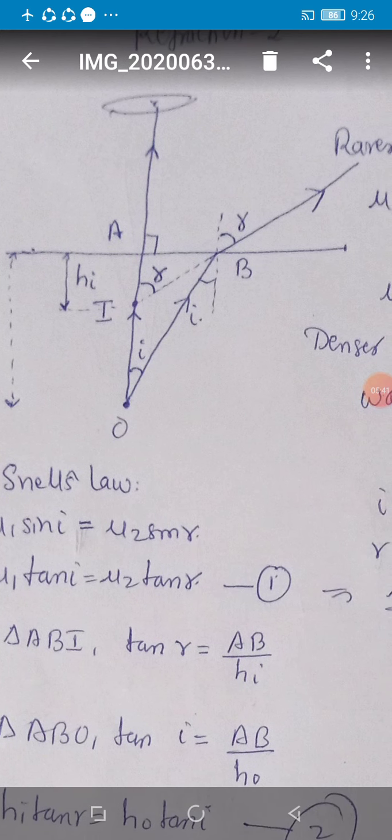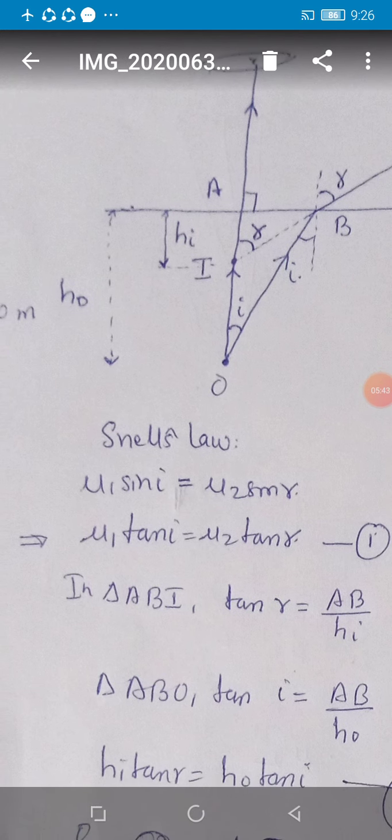Product of mu and sine. So I have written mu1 sin I is equal to mu2 sin R. Now one more thing about mu1 and mu2, students, to make it very easy. You remember one thing: where the light is traveling in the first medium, that has been given the name mu1 in this figure. And where the light is traveling in the second medium, that has been given the name mu2. Okay students, this basic you remember.